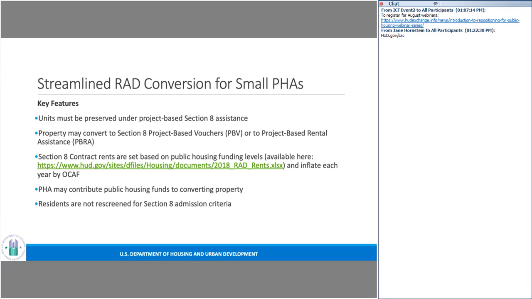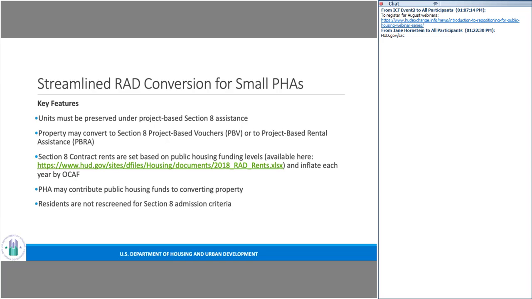They're readily available and published to see what contract rents the property would have after conversion. Once those rents are set, they then inflate each year by OCAF, so they go up by a steady amount. And of course, these are the contract rents, which under Section 8 means the rent that the owner would get through a combination of HAP subsidy and rents collected from tenants.